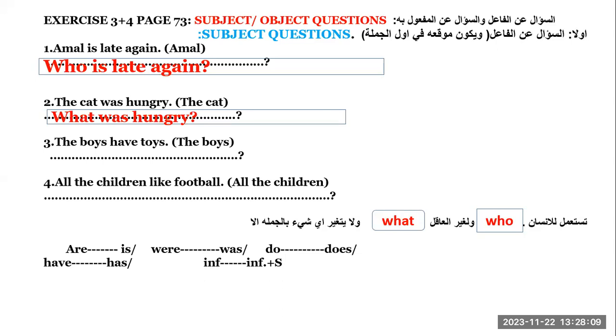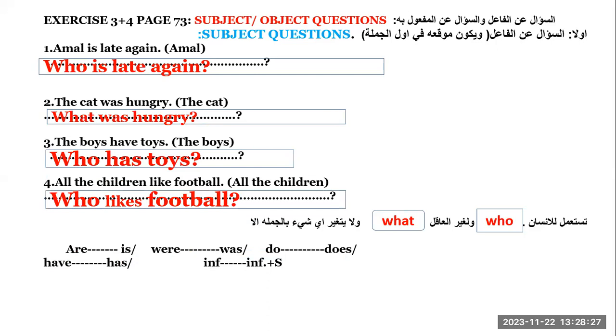The boys have toys. Who has toys? Okay, next Fadwa. All the children like football. Who likes football? Who likes football. This is not direct indirect. Subject object questions. Okay.